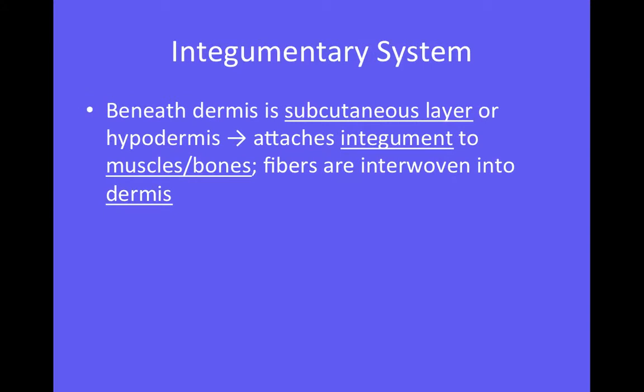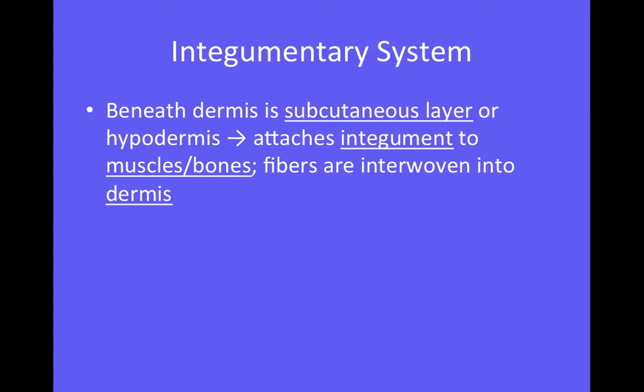Beneath the dermis, we have the epidermis, which is our epithelium. We have the dermis, that is the connective tissue. Beneath the dermis, we have a layer that is called the subcutaneous layer, or hypodermis. And this is actually what attaches the integument with everything that it contains to the muscles and bones that lie beneath. Its fibers are actually interwoven into the dermis. This is what keeps our skin in place so that as we stretch and pull it, it moves with us and it doesn't move around us.